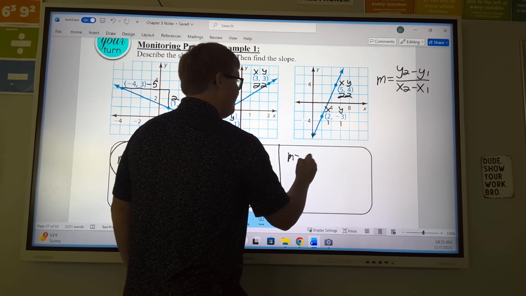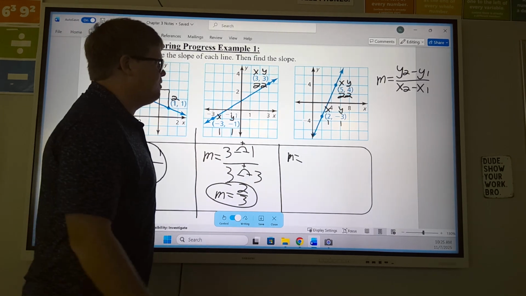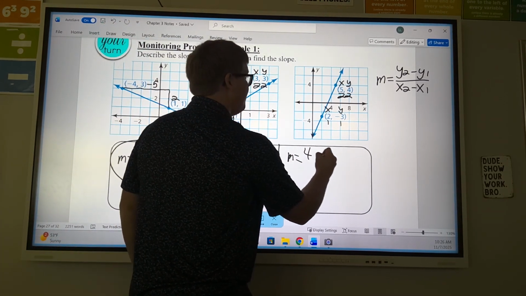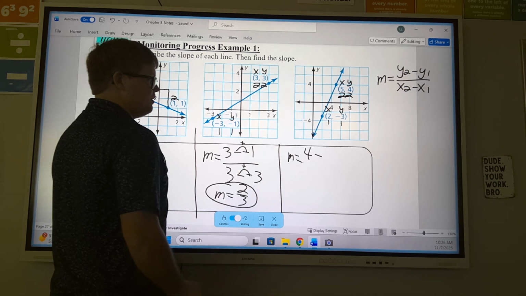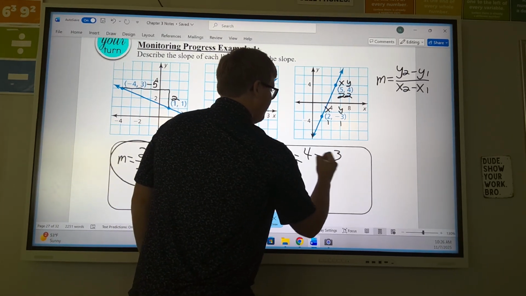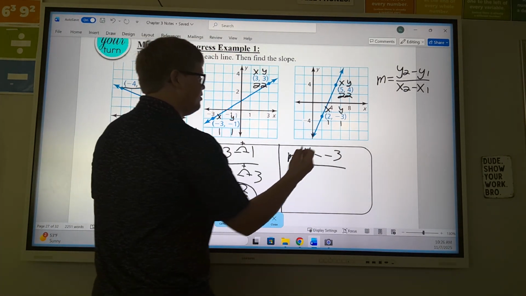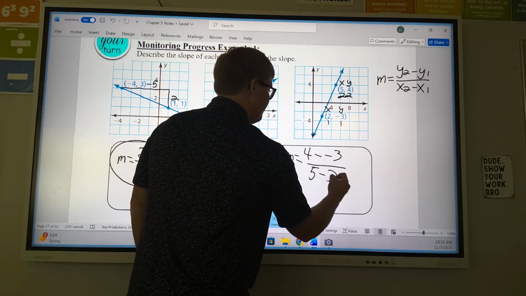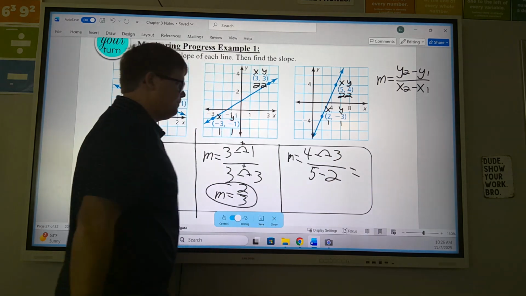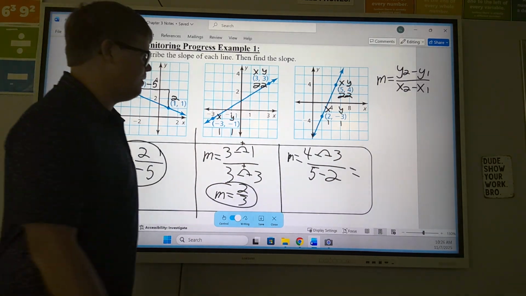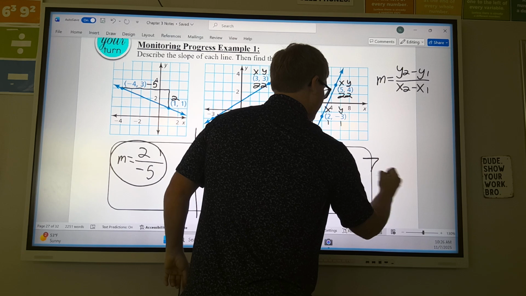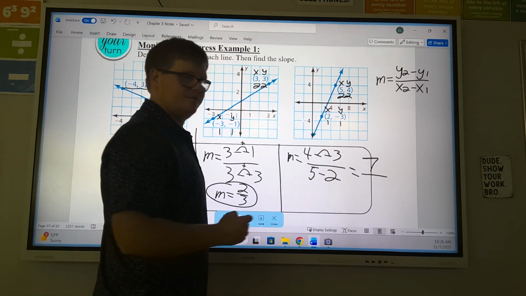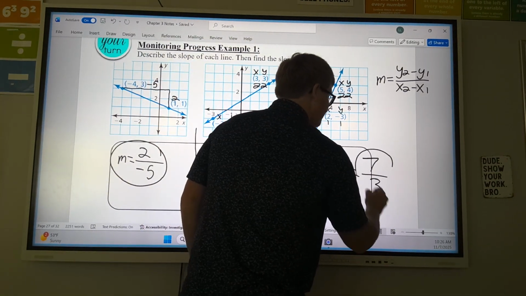Now let's set it up. My y2 is 4 minus my y1, which is a negative 3, over my x2, which is 5, minus my x1, which is 2. 4 plus 3 is 7, over 5 minus 2 is 3. Our slope is 7 over 3.